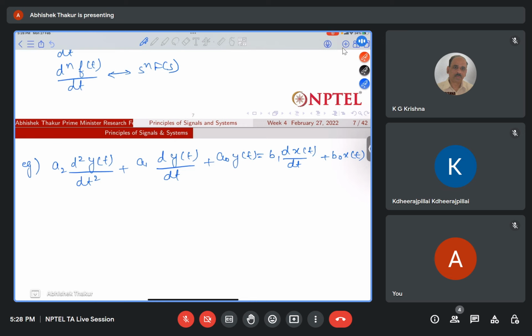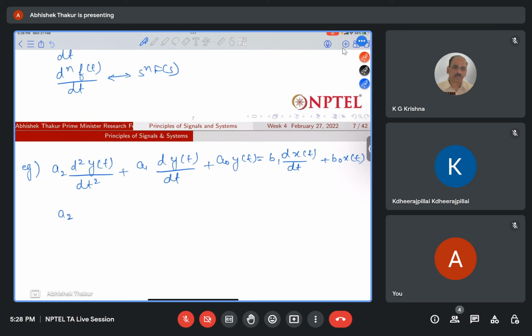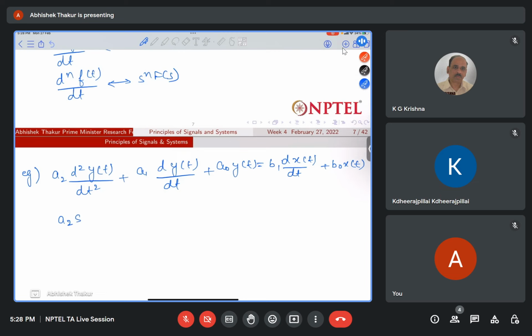So when you do this, you will get a2 s square of Y(s) plus a1 s of Y(s) plus a naught into Y(s). On the right hand side, it will be b1. Differentiation one time gives s of X(s) plus b naught X(s).